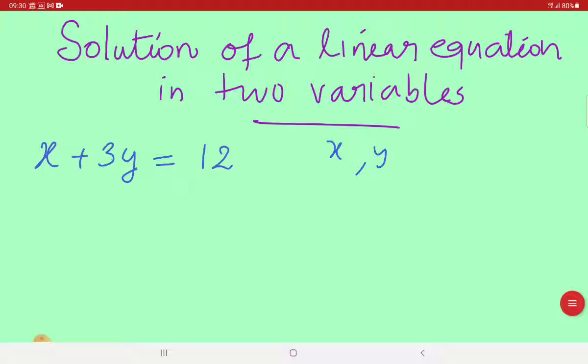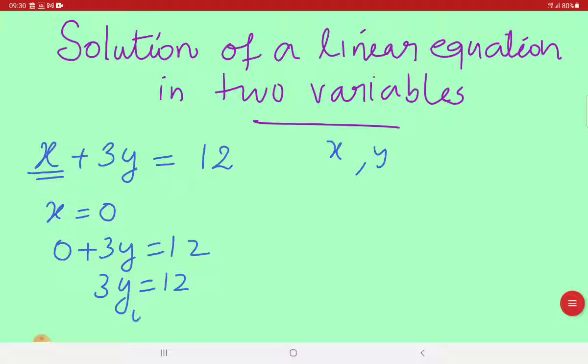So here first I am giving x equal to 0. Then 0 plus 3y is equal to 12. That means we have to replace x by 0 in the given equation. That is 3y is equal to 12. Then what is y? y equal to 12 divided by 3 equal to 4. So x equal to 0, y equal to 4.